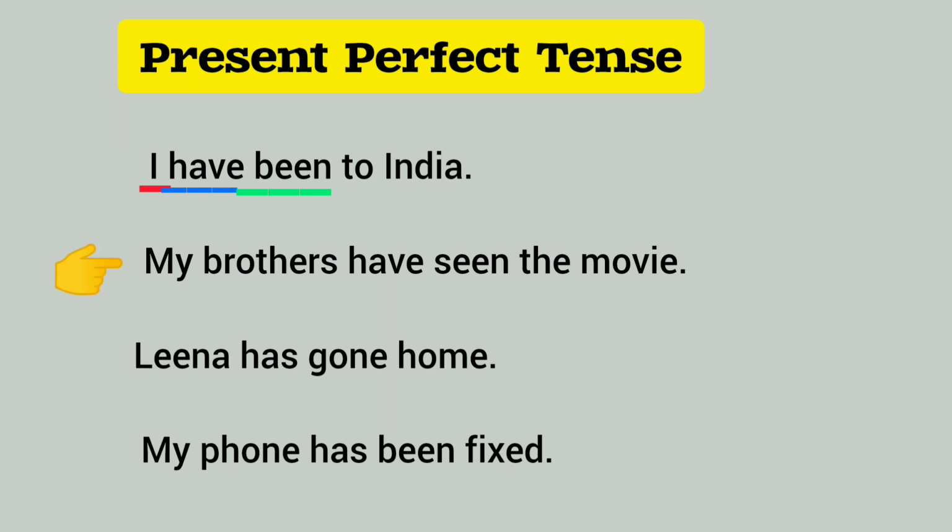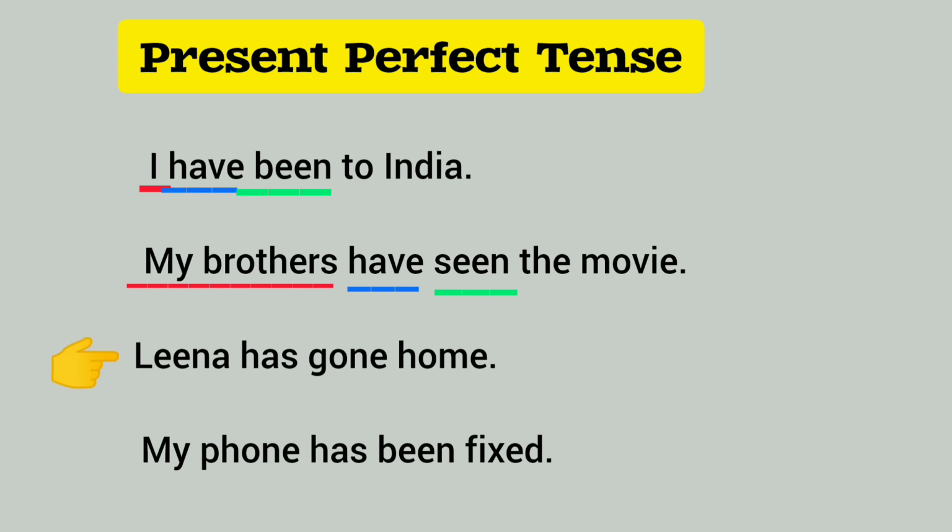The next sentence says, my brothers have seen the movie. Remember, it's brothers, so we use they. And so again we follow with have. And the past participle of see is seen. They have seen the movie, or my brothers have seen the movie.